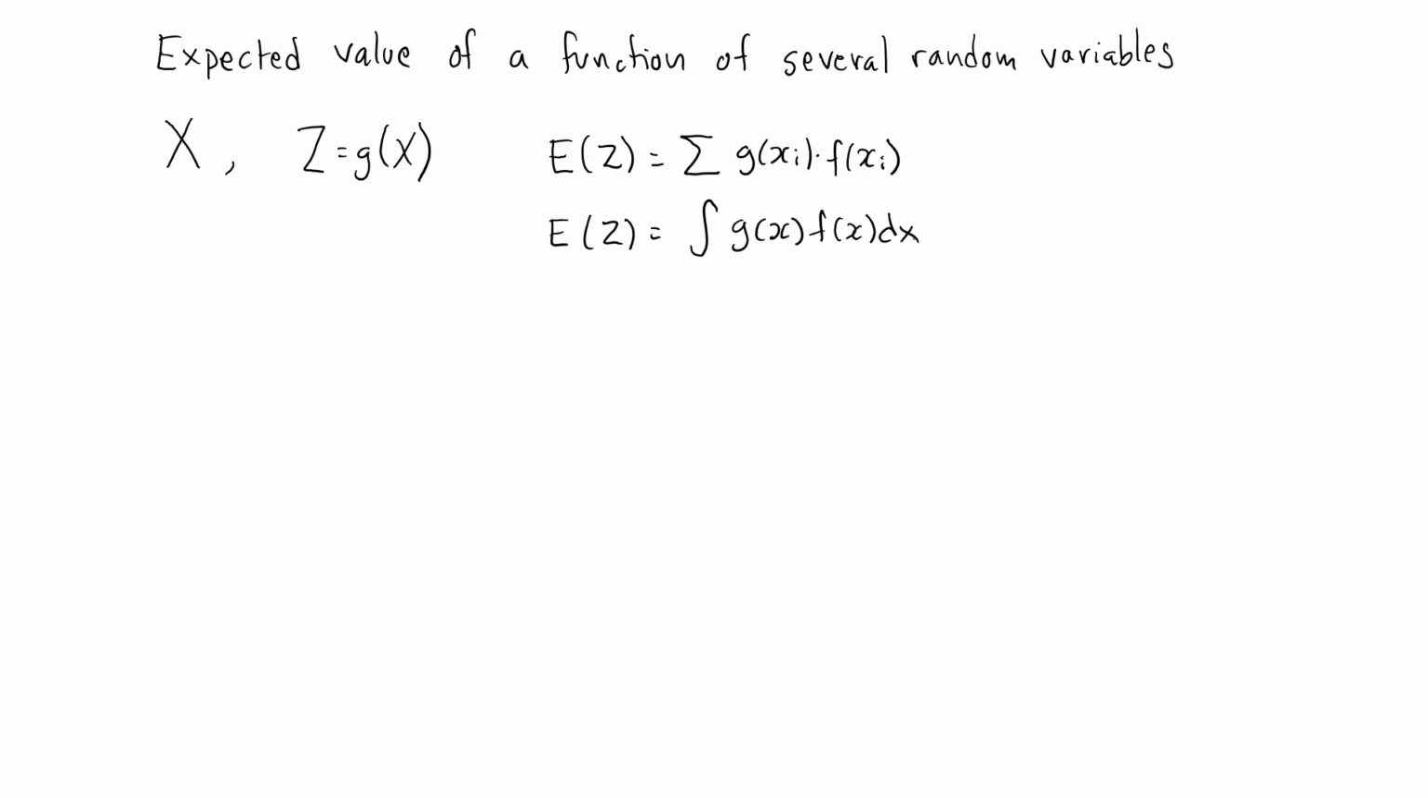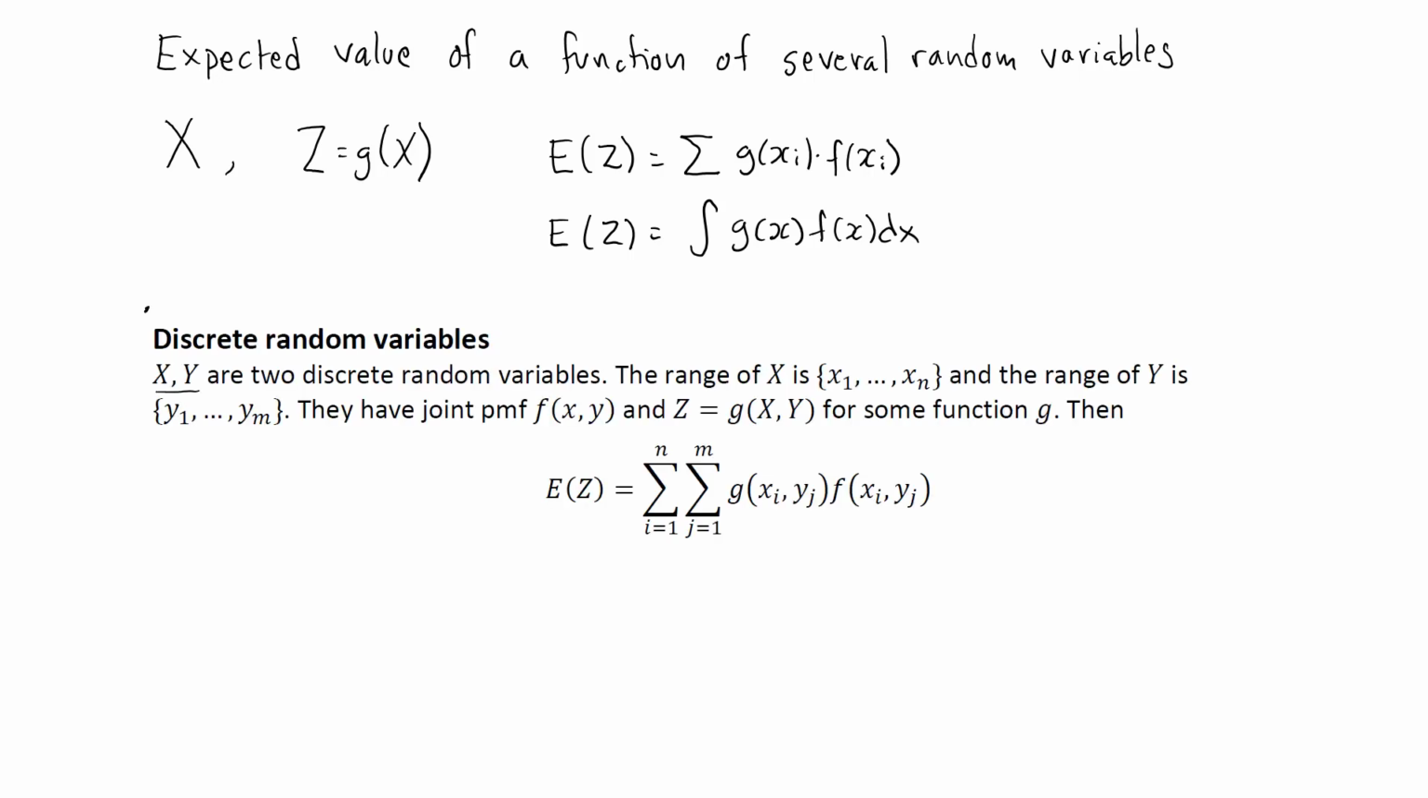In probability theory, it's just as common to define a random variable z not as a function of a single random variable, but as a function of several random variables. So we will extend the formula for the expected value to the case when we have a function of several random variables. Let's begin with the discrete case and the case when z is a function of two random variables. So x and y are two discrete random variables.